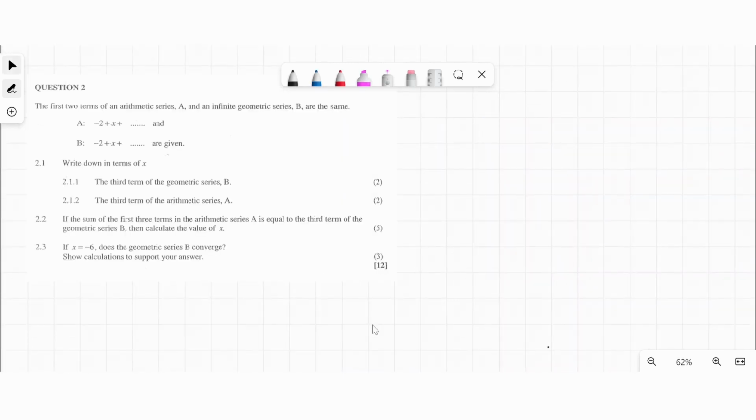Now moving to the second question, it says the first two terms of an arithmetic sequence A, right? So we know the fact that it's going to be an arithmetic sequence, so I'm going to call it AS. Then an infinite geometric sequence, which is B, are the same, which is going to be GS. And the first question, which is 2.1.1, says write down in terms of x. So our answers here need to be in terms of x. Then they say the third term of a geometric. So we know the fact that the geometric series they gave us is this.